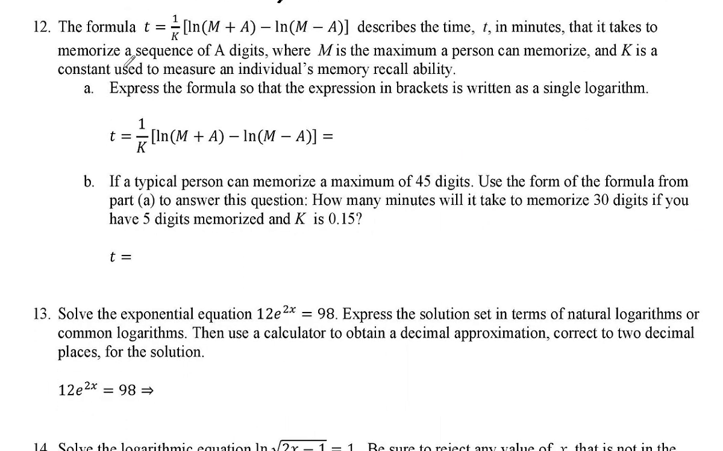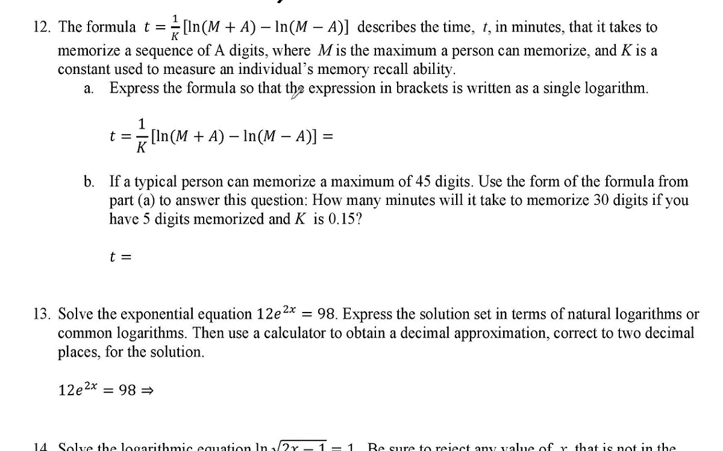All right, moving along, number 12. So we've got this formula in terms of logs. T is 1 over k times log of (M plus a) minus log of (M minus a). And that describes the time t in minutes that it takes to memorize a sequence of a digits, and the cap M represents the maximum that a normal person can memorize. And then this k here, that's a constant that's used to measure the individual person's memory recall ability.